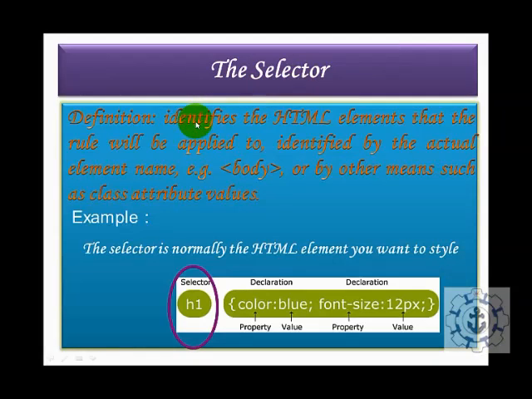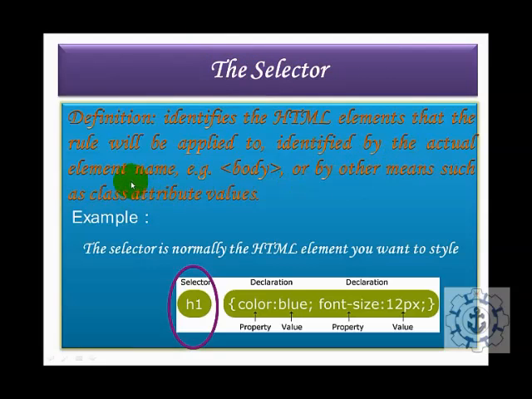Now we are going to see the definition of a selector. So what is a selector? It identifies the HTML elements that the rule will be applied to, identified by the actual element name, for example body, or by means such as class attribute values. The selector is used to identify the HTML elements that the rule will be applied to. Which rule we are going to apply, to whom, and which attribute will be decided based on the selector.